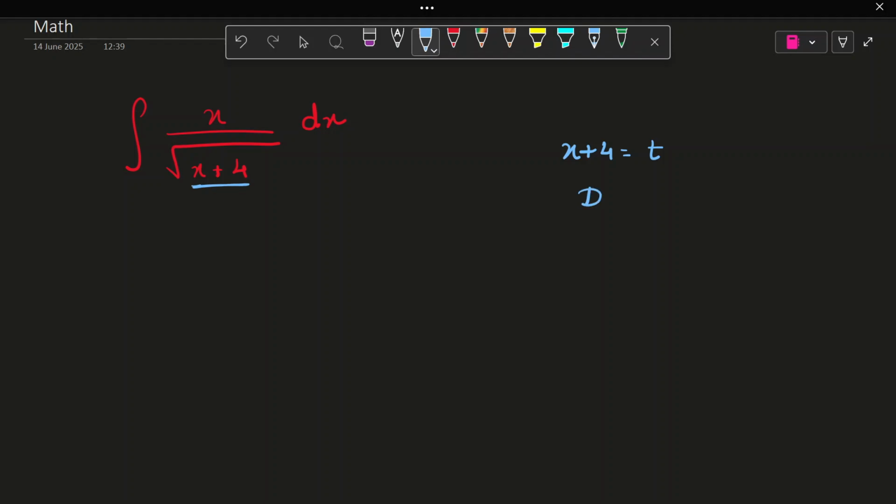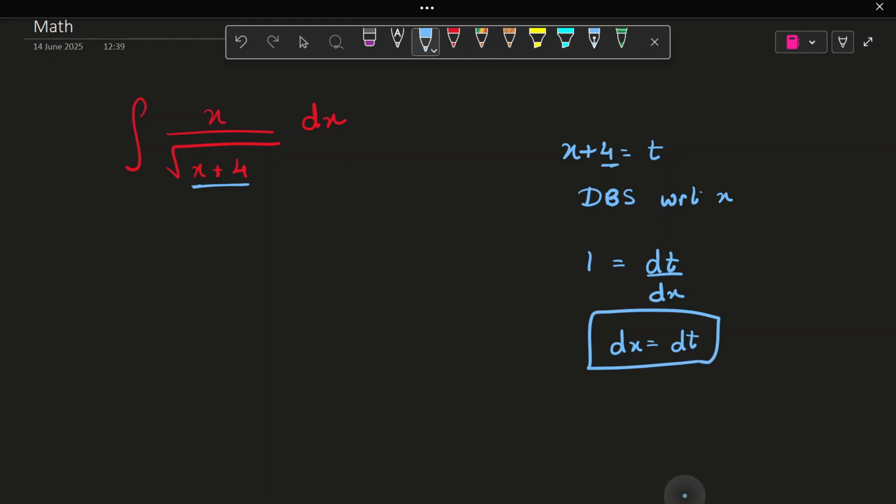So now we'll just differentiate both sides with respect to x, which would give us d by dx of x plus 4 equals dt over dx, and the derivative of the constant is 0, so it would be 1 equals dt over dx. And now we get dx equals dt. This is our equation, and we can just replace this dx with dt in this case.